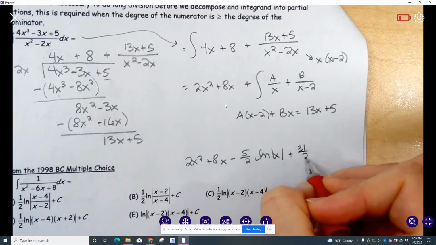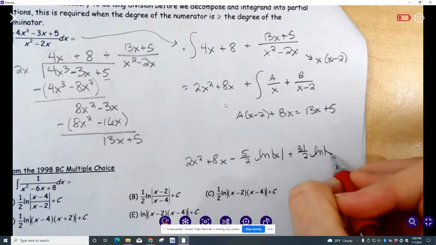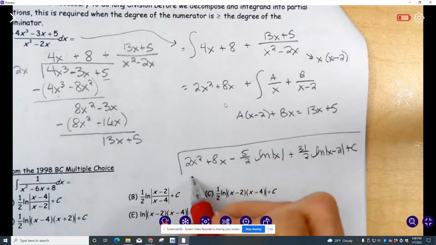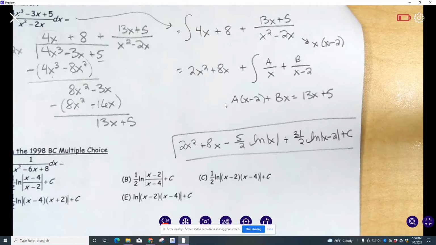Kind of funky numbers here. So that is the final answer. I can post this answer key also, but you can pause the video and write that answer down.